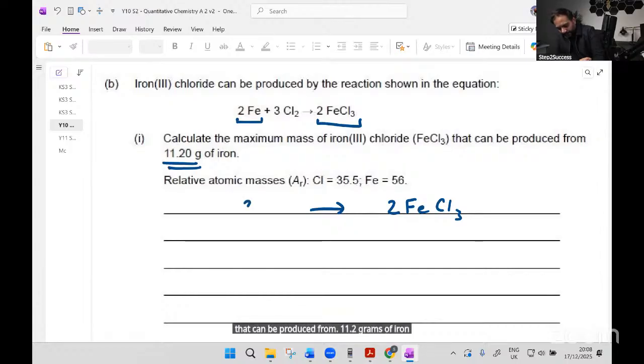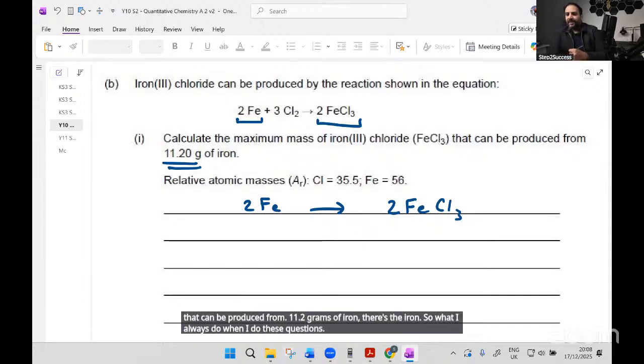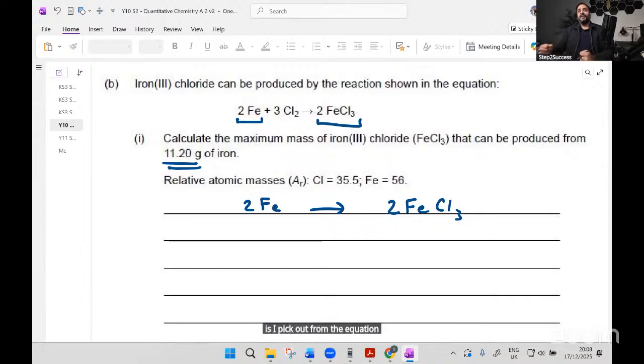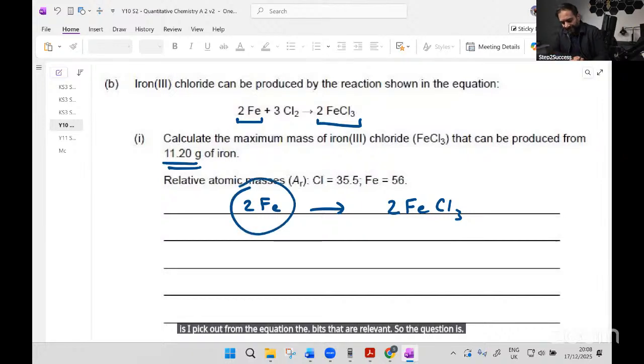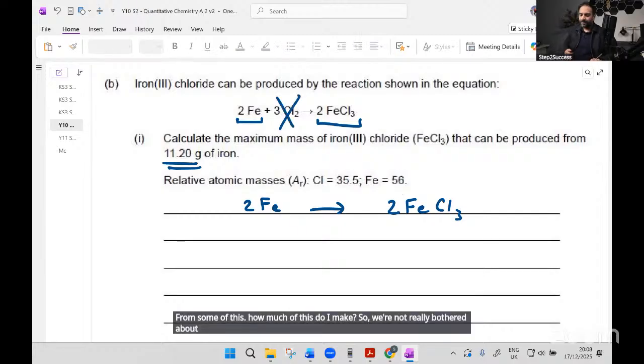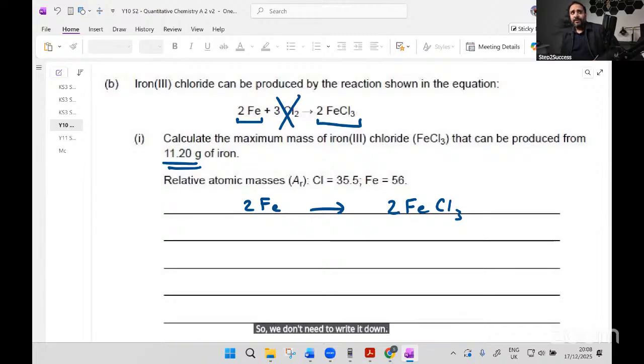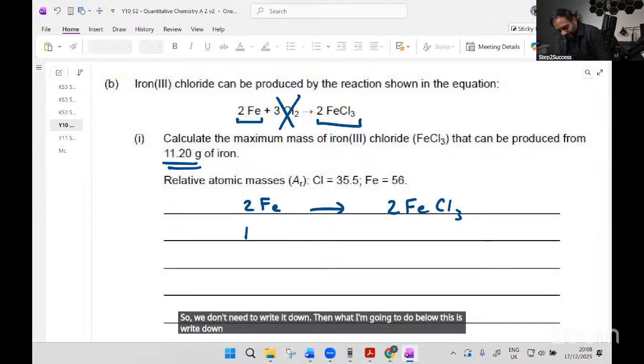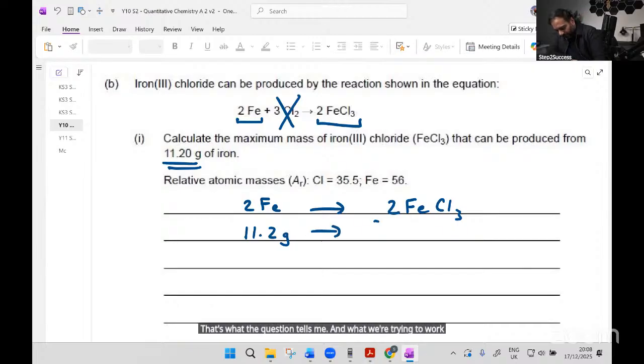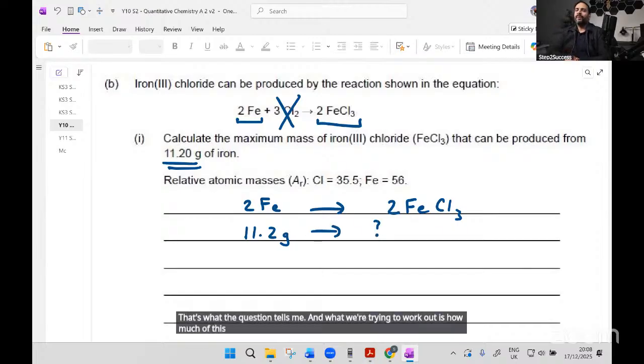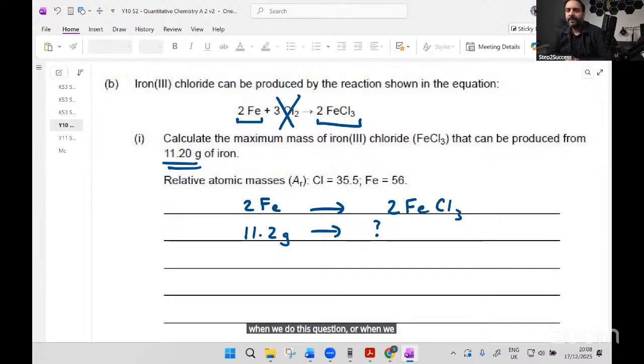There's the iron. So what I always do when I do these questions is I pick out from the equation the bits that are relevant. So the question is, from some of this, how much of this do I make? So we're not really bothered about the chlorine in this particular instance, so we don't need to write it down. Then what I'm going to do below this is write down the mass of the iron. So 11.2 grams. That's what the question tells me. And what we're trying to work out is how much of this we will make when we do this reaction.